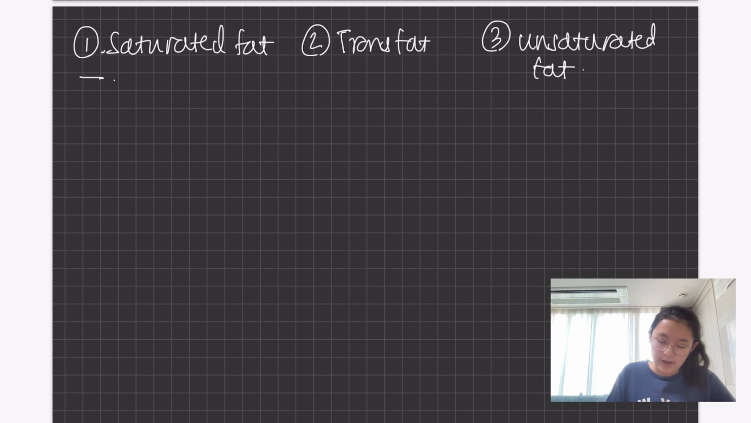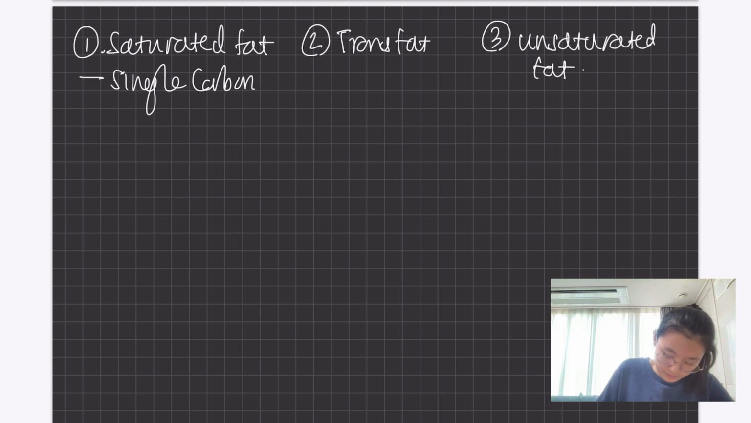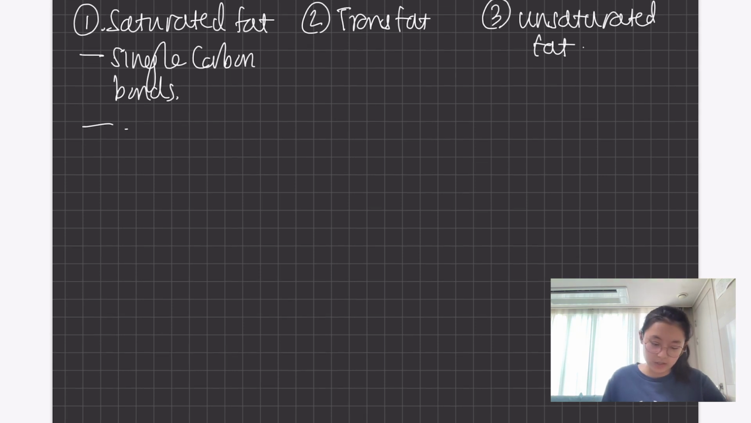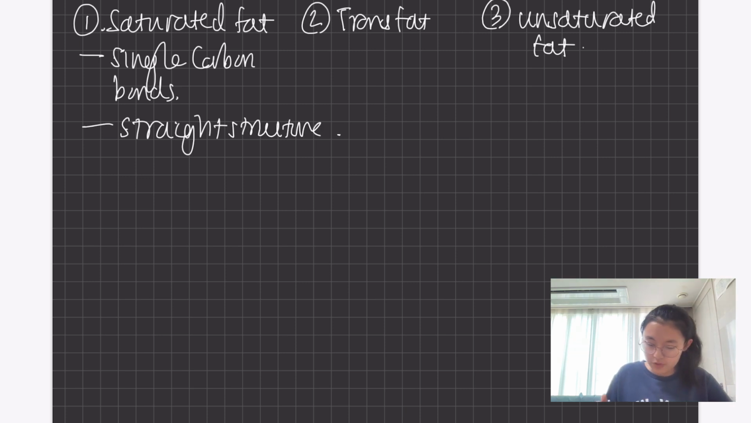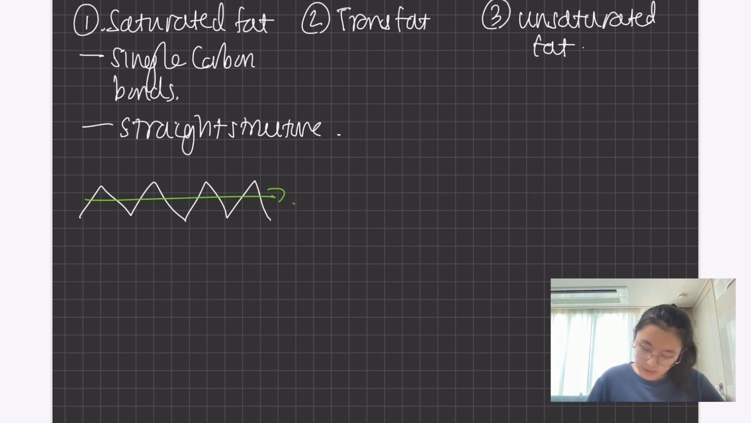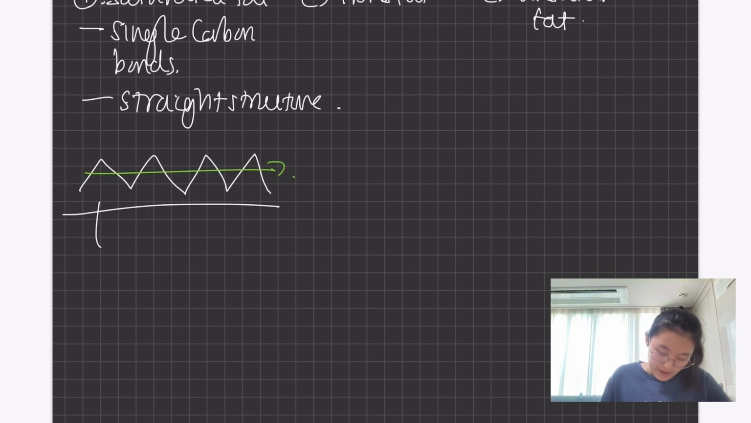Now, saturated fat is fat that only has single carbon bonds in its structure. And therefore, because it doesn't have any double carbon bonds, it's obviously going to have a very straight structure. So if we were to draw a skeletal formula of it, it would look like this. So it has a very straight formation. And saturated fat is very bad for our health.